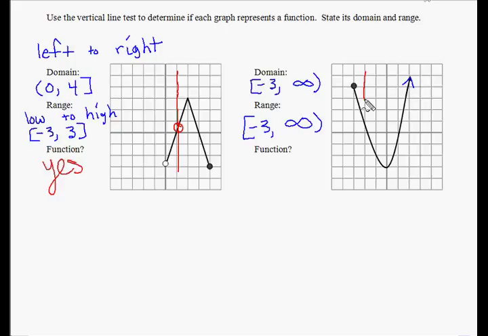Again, a vertical line test will determine whether or not something's a function, and no matter what vertical line I draw in this picture, it always just passes the graph once. So we say yes, this is a function.